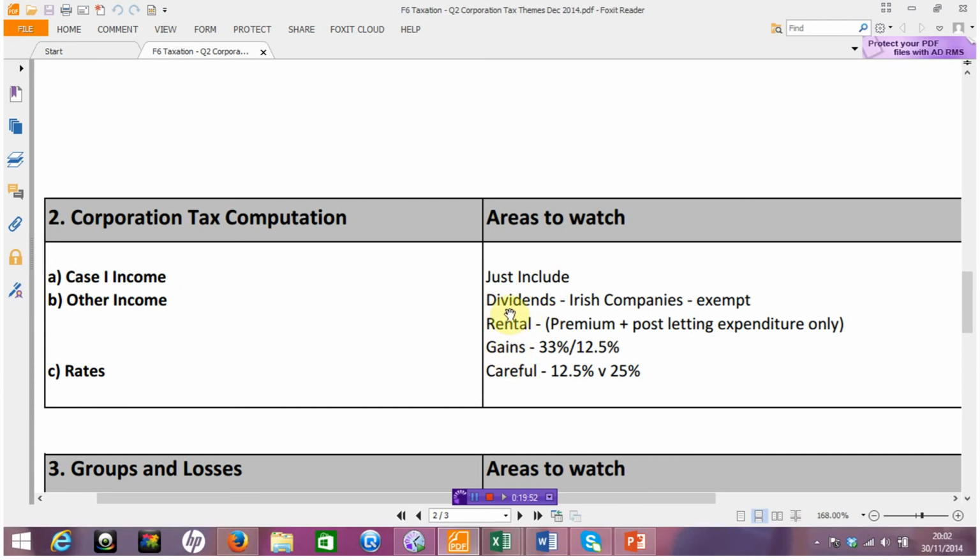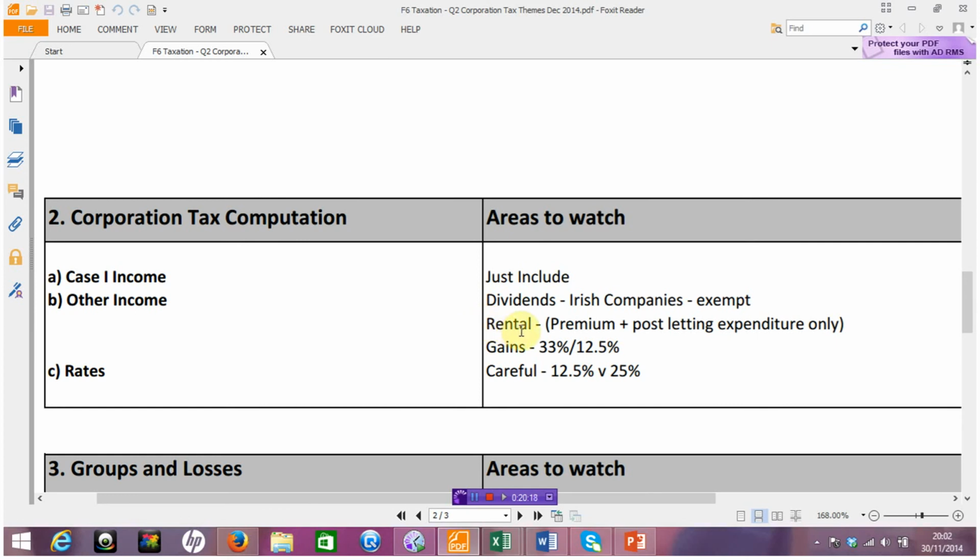Picked on a few things here. This is a classic one, this idea of dividends from Irish companies exempt. Do make sure that you put in the relevant narrative and say exempt. Otherwise, your marker doesn't know if you just forgot to include this element of income. So put in Irish co exempt, or dividend from ABC, exempt. And obviously a 0 figure.